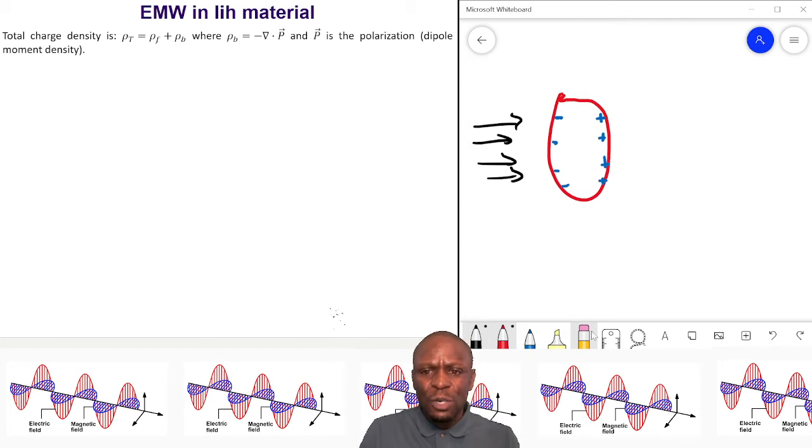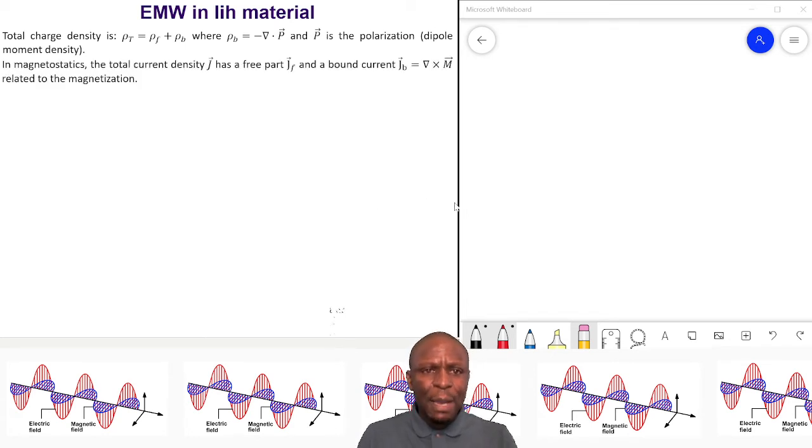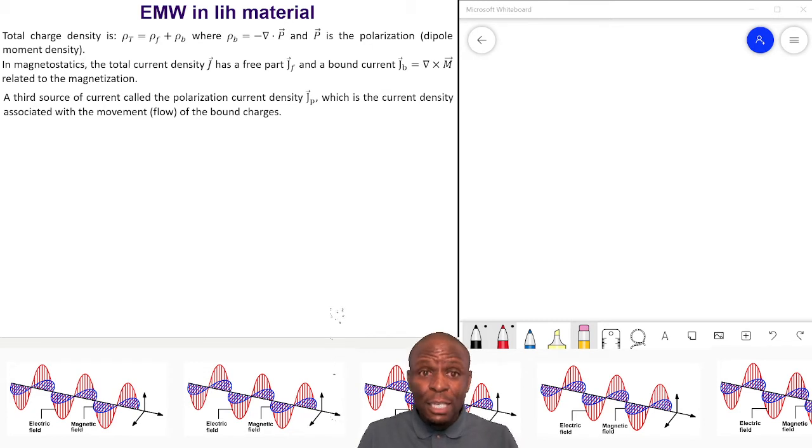So this is what you should know from your previous classes. That's your total charge density in terms of the insulator or the linear material. Now, in magnetostatics, the total current density J has a free current density, the bound current density, which is given by the curl of M, related to the magnetization, and a third source of current called the polarization current density, which is associated with the flow of the bound charges, given by JP.